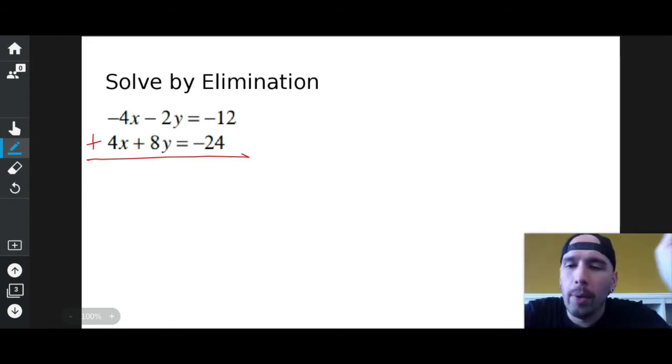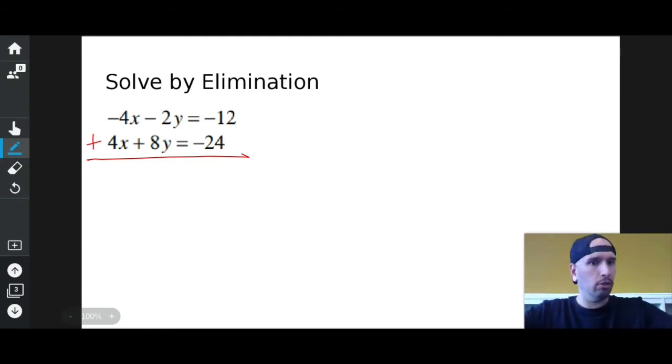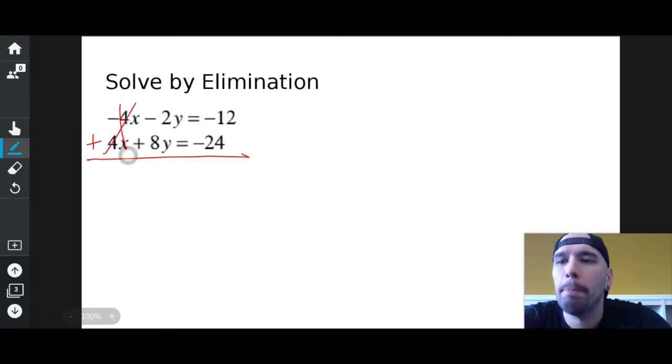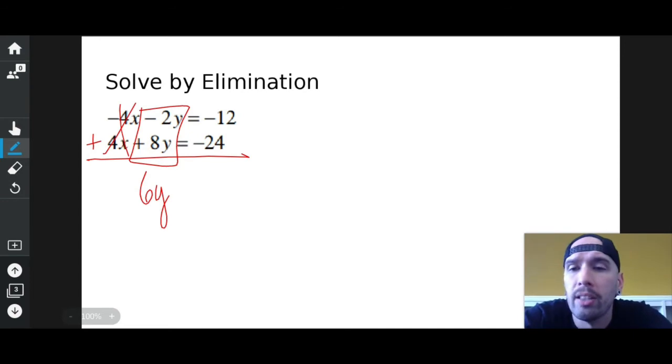All right, anyway, when I add these two lines up, negative 4x and positive 4x cancel each other out because they're the same but opposite. When I add negative 2y to 8y, I get positive 6y because 8y take away 2y is 6y. When I add negative 12 and negative 24, that gives me negative 36.